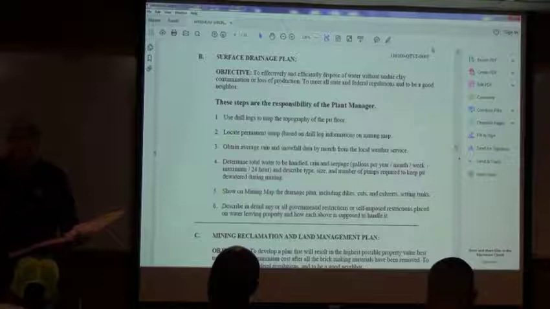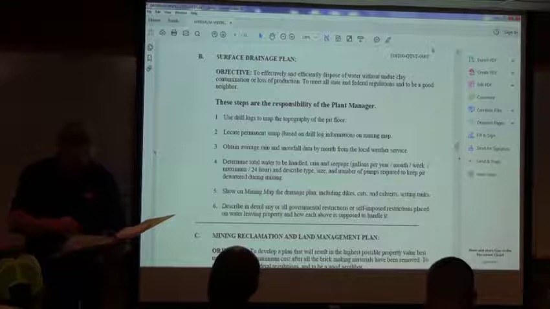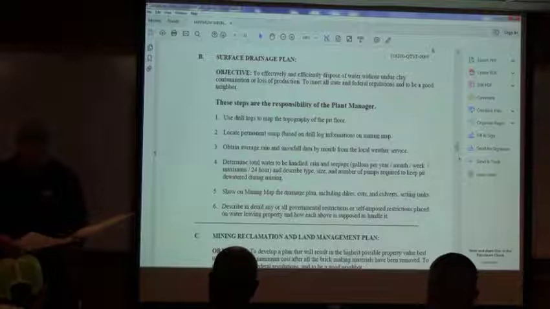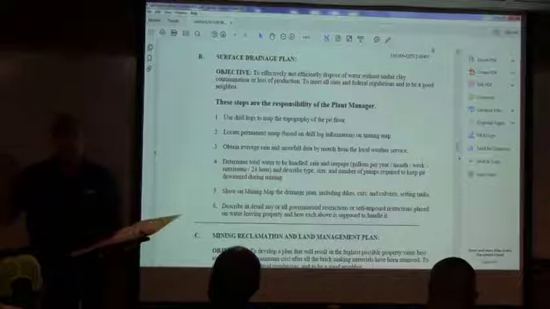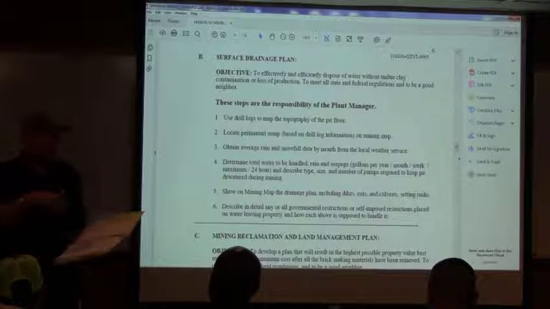Obtain your average rain and snowfall. Okay, determine total water to be handled. We've talked about how to calculate that. Then come on down to show the mining plan. It says the drainage plan, but basically on your mine plan you need to mark your outfalls. Okay? Because whatever water is happening on your property needs to wind up at the proper outfall.